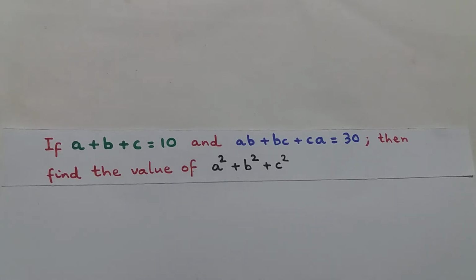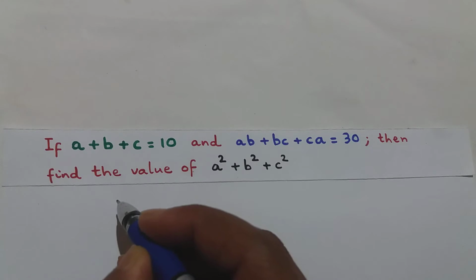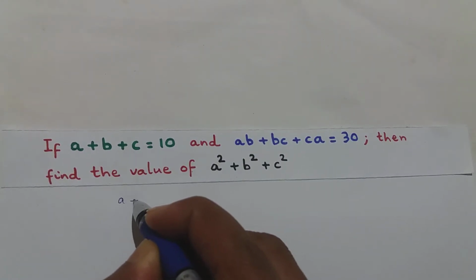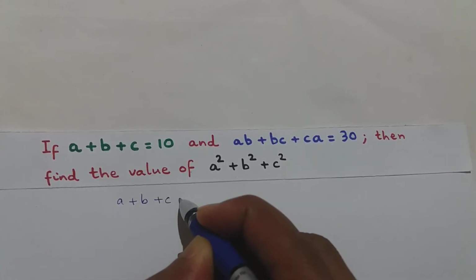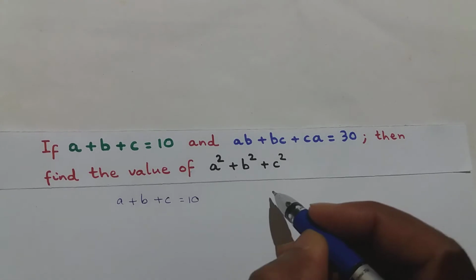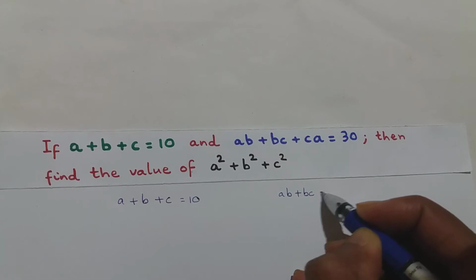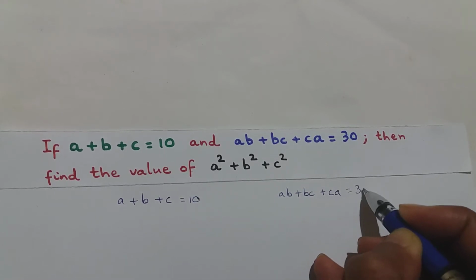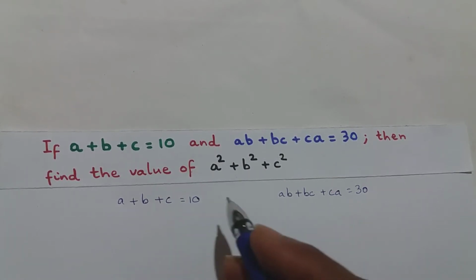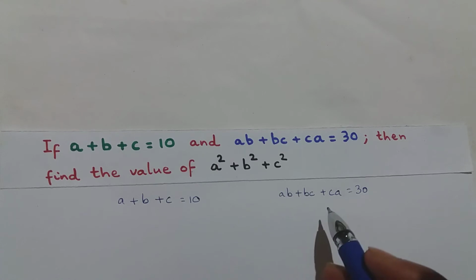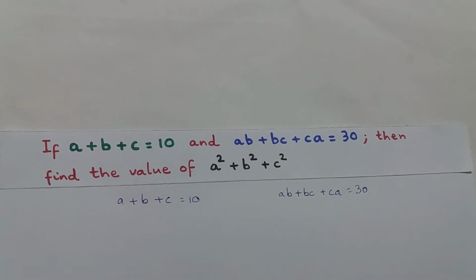Now what I will do is, first I will write down these two given informations. So we know that A plus B plus C is equal to 10, and we also know that AB plus BC plus CA is equal to 30. Using these two informations we have to find the value of A square plus B square plus C square.